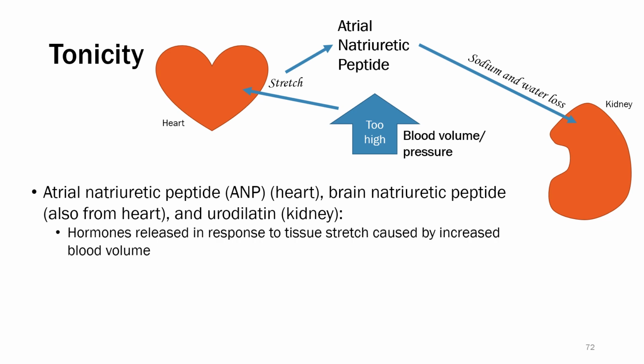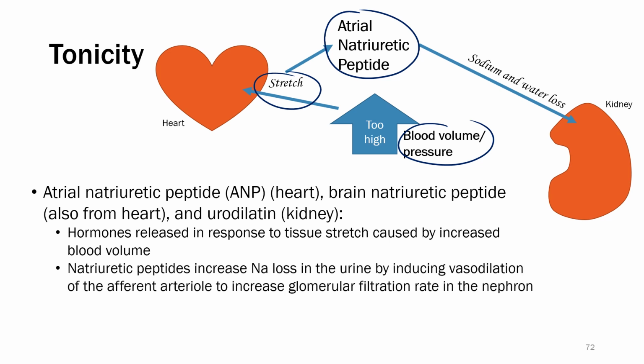These are all natriuretic peptides, hormones released in response to tissue stretch. When the blood volume and pressure are too high, that's going to stretch the tissues of the heart, and as it stretches those by that mechanical change, that's going to cause the release of atrial natriuretic peptide and brain natriuretic peptide, and those are going to go out to the kidney.